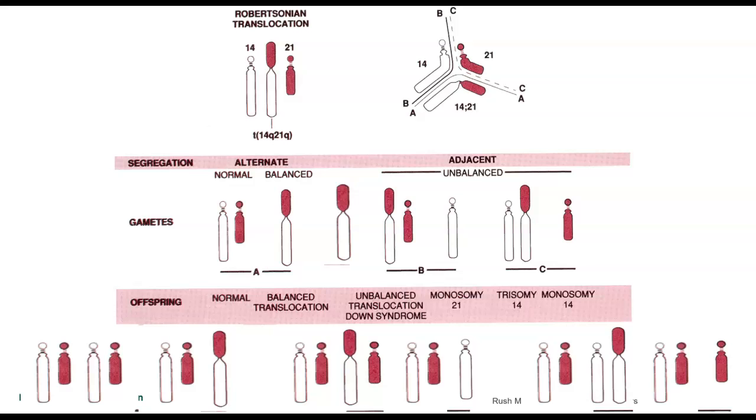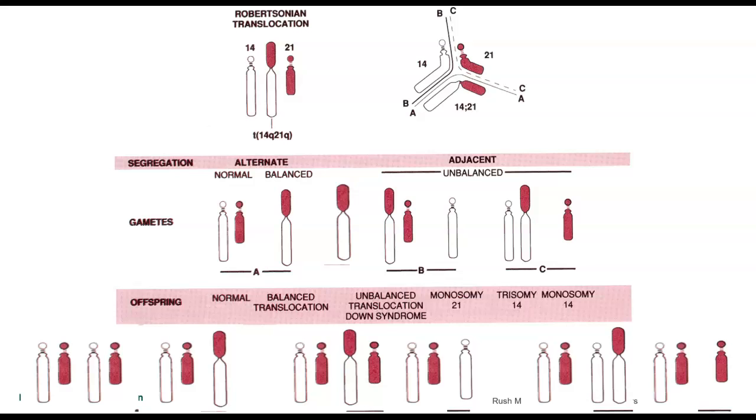Now, if the 1421 goes to one cell and the 14 and the 21 go to the other, then when we fertilize, we get normal or a carrier just like the parent. Yay! But what if the 1421 migrates with the 21, leaving the 14 alone, or the 1421 migrates with the 14, leaving the 21 alone?